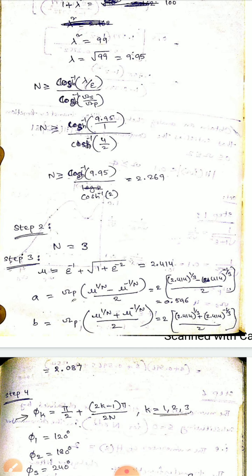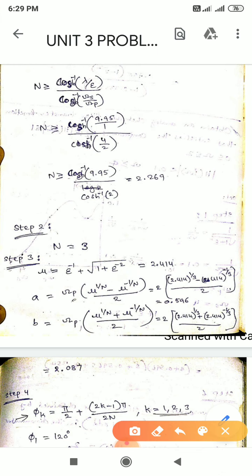After determining the order of the filter, before going to calculate the poles of the Chebyshev filter, we are determining some of the parameters. What are the parameters we are calculating? Before calculating the poles of the Chebyshev filter, we are calculating mu, a, b. Epsilon we are already calculating. We are substituting the epsilon value in this equation.